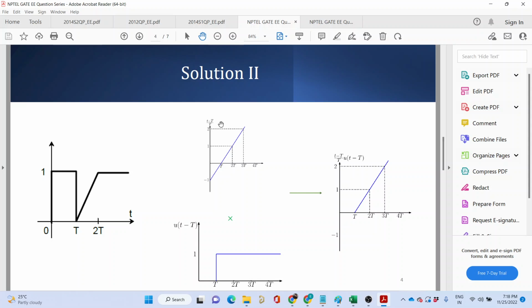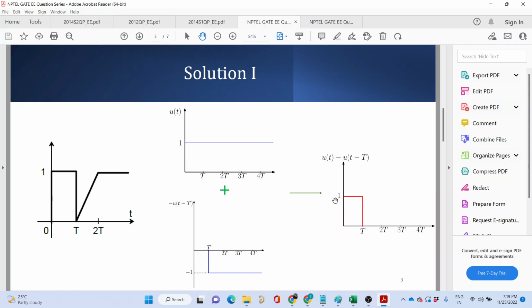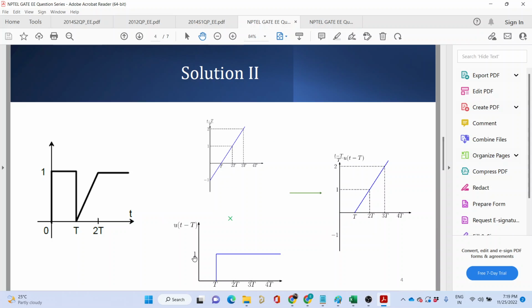Okay, correct. So -1, got it. When t equals 0, the y becomes -1, so you get -1. Yes. Got it? Okay. So you multiply that with u of t minus capital T, so that this portion vanishes. We don't want this portion because it would affect the red part that you have obtained. So we have multiplied this with this function in order to get this function. Now the problem is that from T to infinity, this function would keep on rising with a slope 1 by T, right?